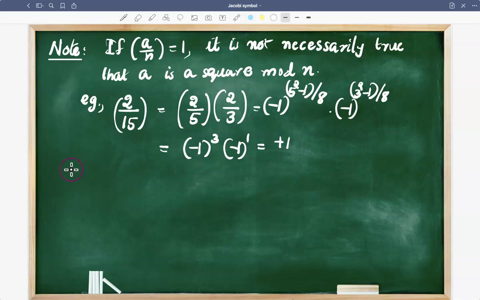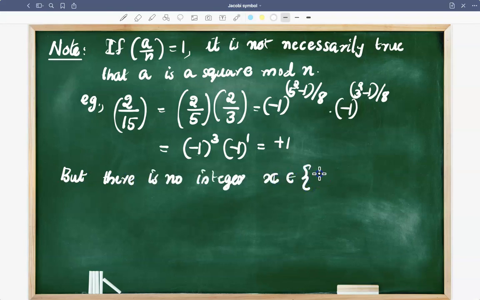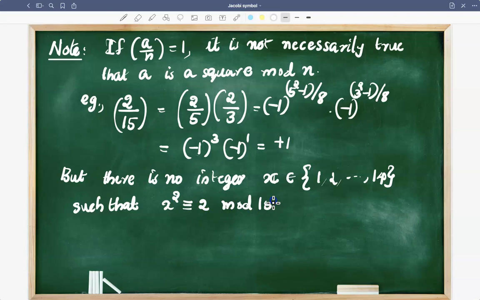But we can easily verify that there is no integer x in the set 1 to 14 such that x square is congruent to 2 modulo 15. That is, 2 is not a square modulo 15 in spite of the fact that the Jacobi symbol 2 by 15 is equal to plus 1.